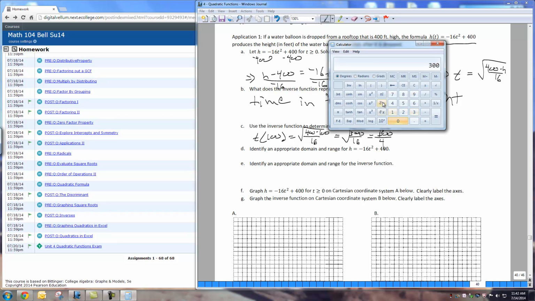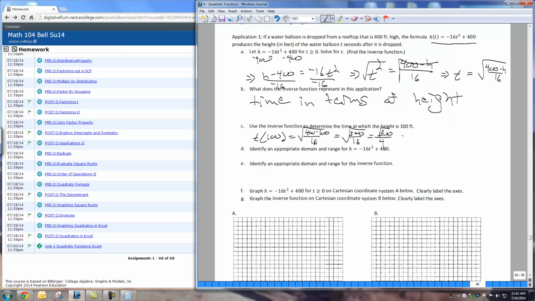Let's go 300 divided by 4 equals. So in 4.3 seconds, so it takes 4.3 seconds for this thing to only be 100 feet high. So it falls 300 feet in 4.3 seconds.